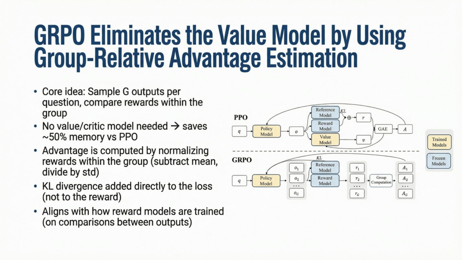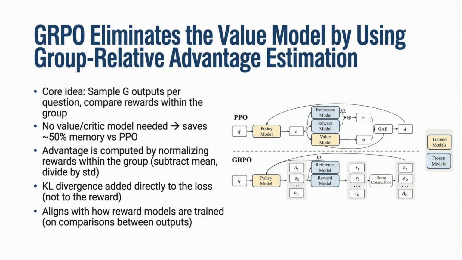Now we arrive at the key innovation. Let me ask you this. If the value model in PPO is expensive and hard to train accurately, what is a simpler way to estimate whether an output is good or bad? Pause and think about it. Here is the insight. Instead of asking, how good is this output in absolute terms, which requires a value function, we can ask, how good is this output compared to other outputs for the same question? That is the core idea of GRPO.